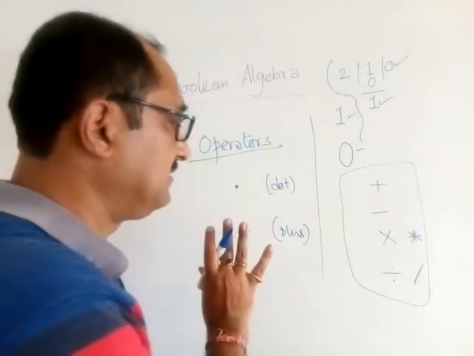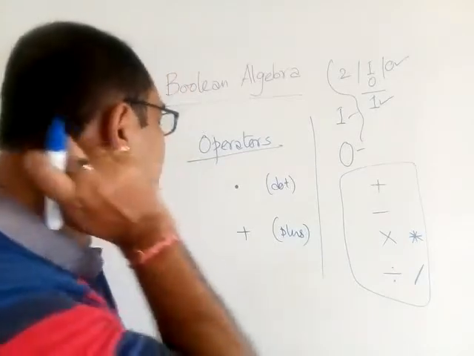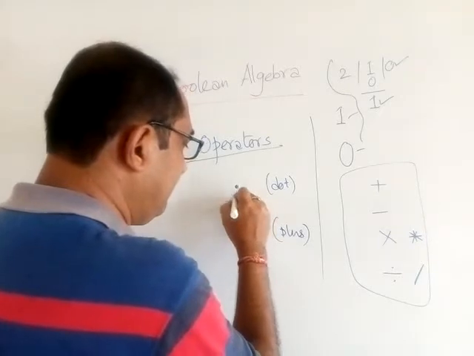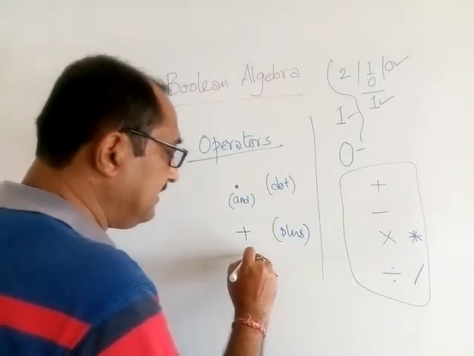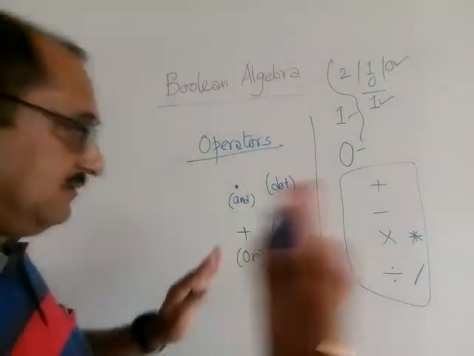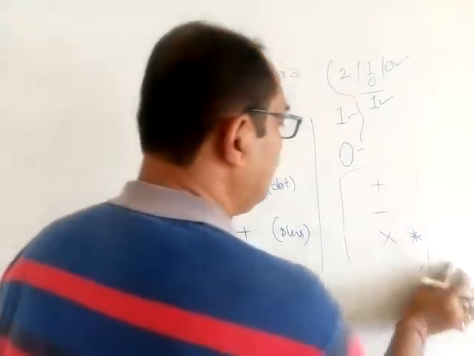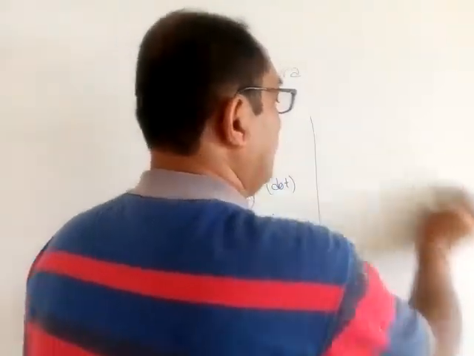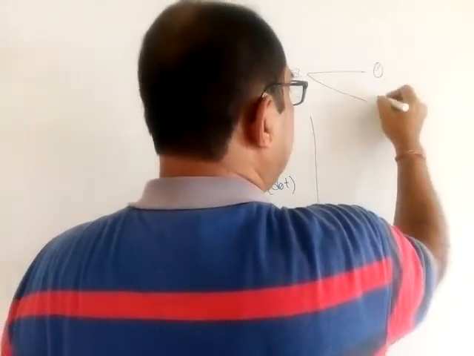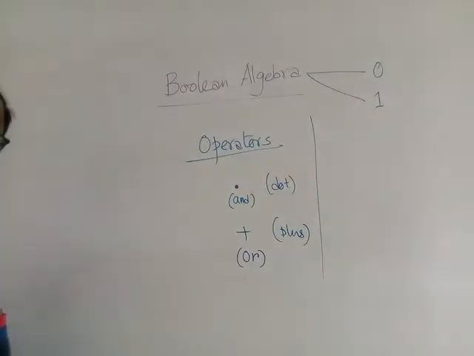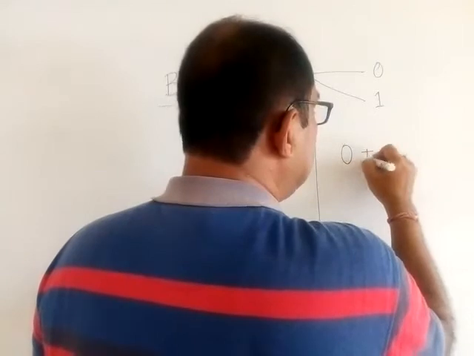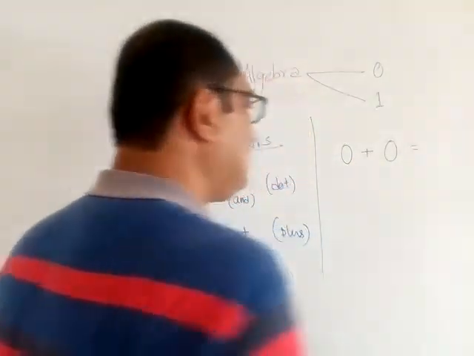Imagine this dot basically means AND, and this plus basically means OR. What is the purpose of this AND and OR? If I do the computation, you will understand what they mean. For example, I told you in Boolean algebra only 2 digits are used, 0 and 1. Now imagine there are 2 zeros and a plus sign between them. What will be the result?